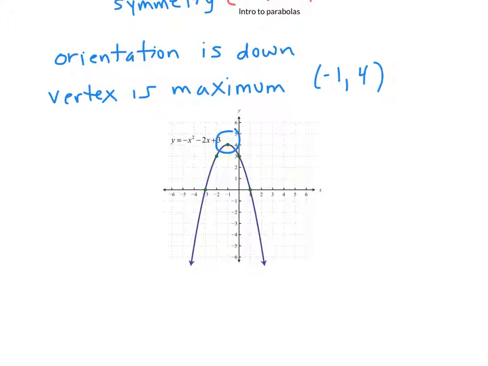The y-intercept, we just use our eyes, look down the y-axis and see where it crosses. And it's going to happen at the value of y equals 3.